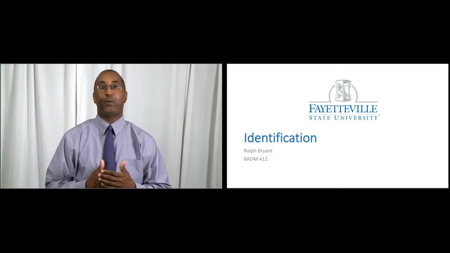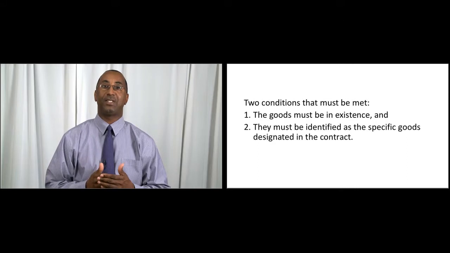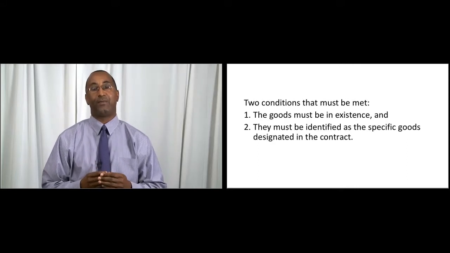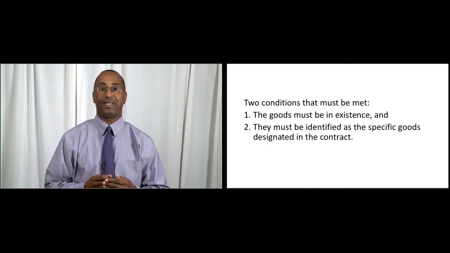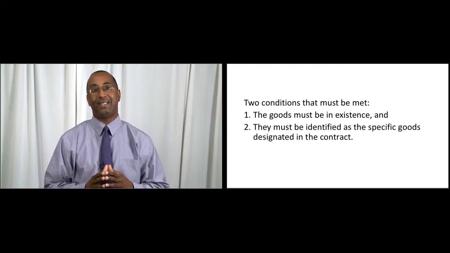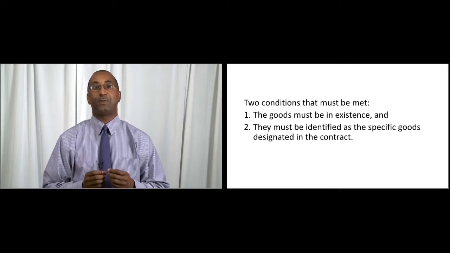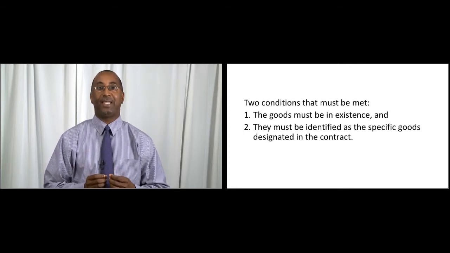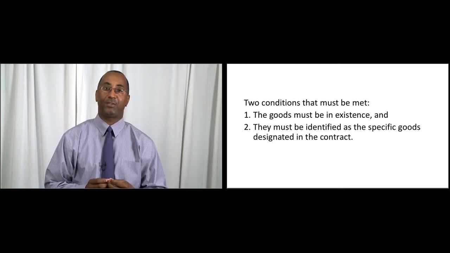Identification. Before any interest in specific goods can pass from seller to buyer, two conditions must be met. First, the goods must be in existence, and second, they must be identified as the specific goods designated in the contract. Identification takes place when specific goods are designated as the subject matter of the contract.